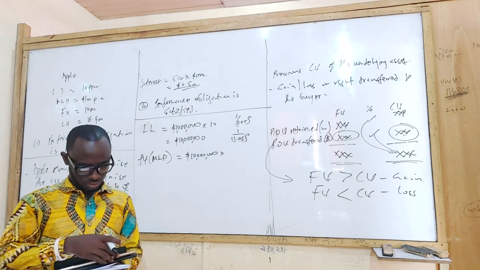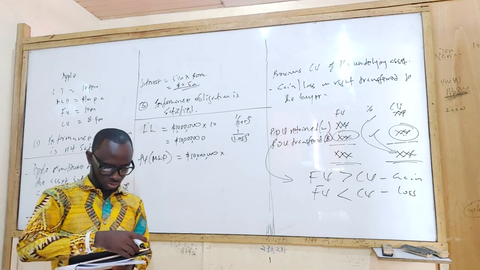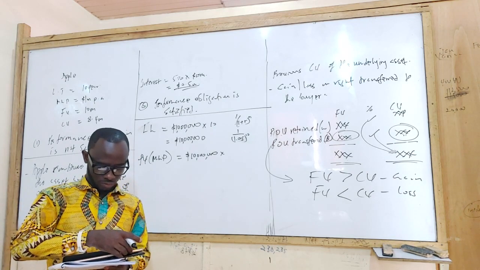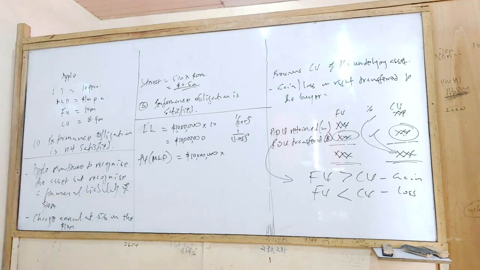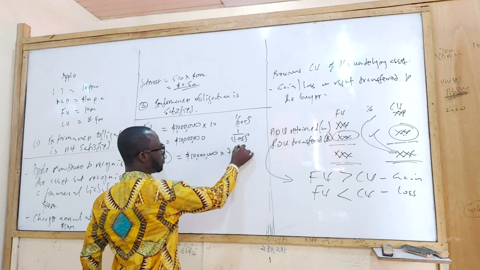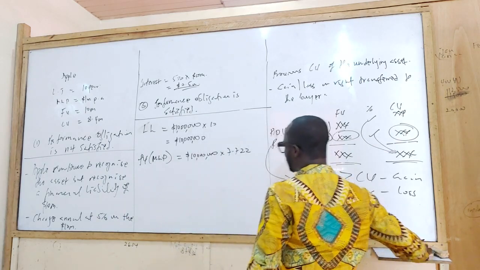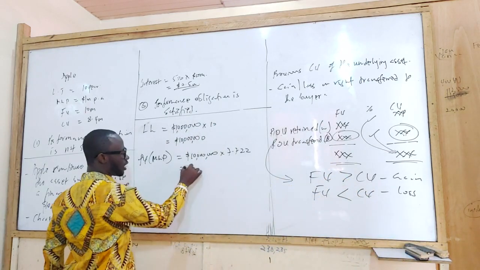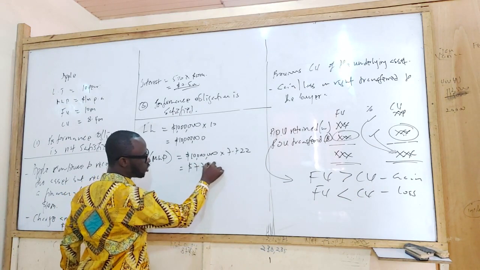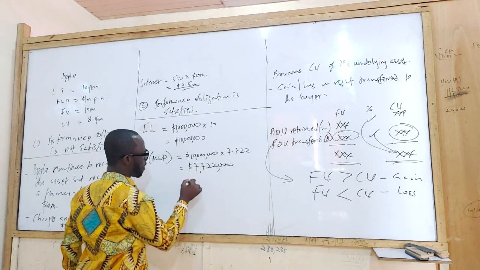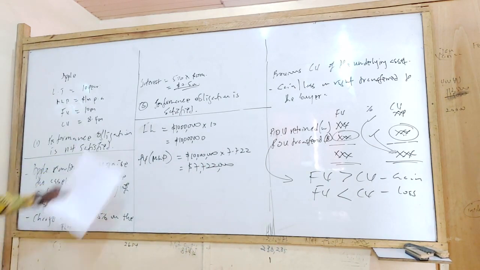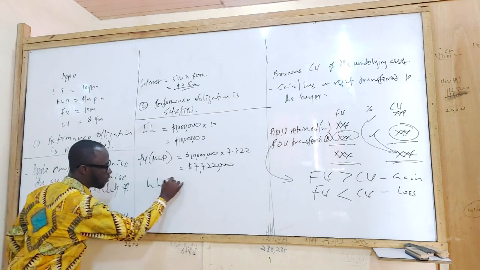7.722. You got it? Okay. So let's multiply 7.722. This is a present value, so it won't work here. Let's see how much we get. Okay, we will actually get 7,722,000. Am I right? Yeah. So that becomes what? Our lease liability.